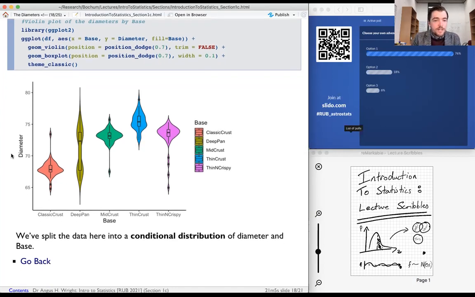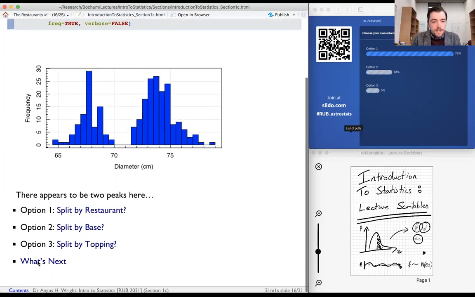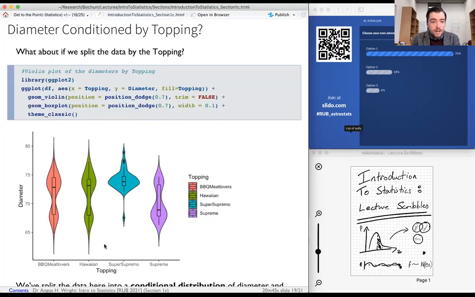Okay, so that's a useful conditional distribution. The last one here is split by topping, and very, very few people voted for split by topping, which is arguably justified, but arguably, you should always explore all aspects of the data. So we'll look at that one as well.